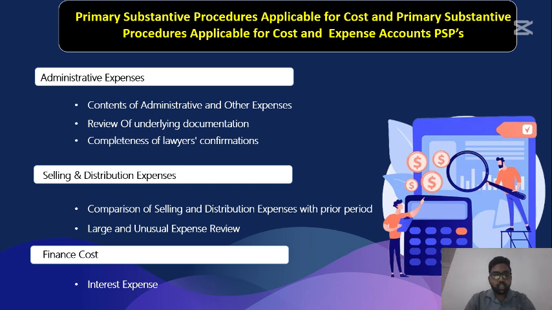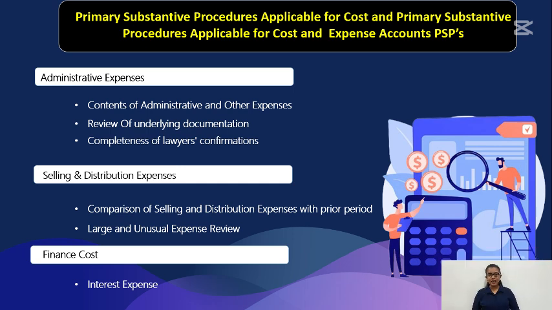statements. Reviewing underlying documents. This involves checking invoices, contracts, and other supporting documents to verify the authenticity and correctness of recorded expenses. Completeness of lawyer confirmation. Since legal expenses carry financial implications, we confirm with legal counsel whether all related costs and contingent liabilities have been properly recorded.